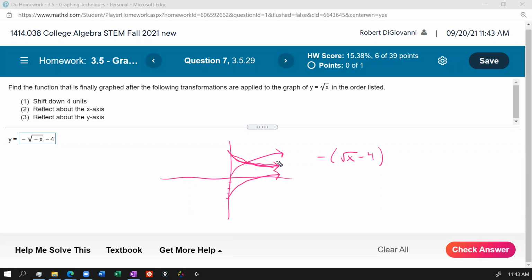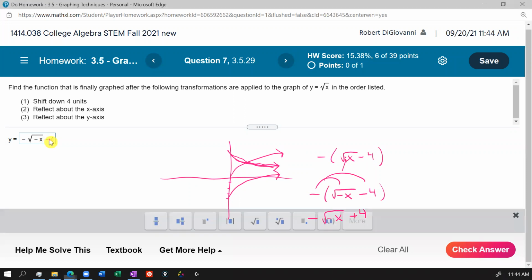And then they want to reflect that over the y-axis. So that's when we put a negative in front of this x. So it should be negative, and in parentheses, square root of negative x, and then minus 4. We can distribute the negative through and get negative root of negative x plus 4. Let's try that. Go back in here. Change that to a plus 4.